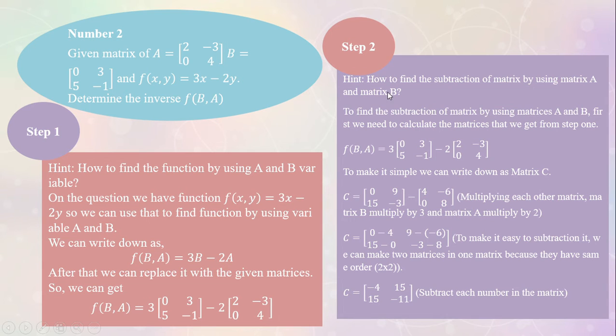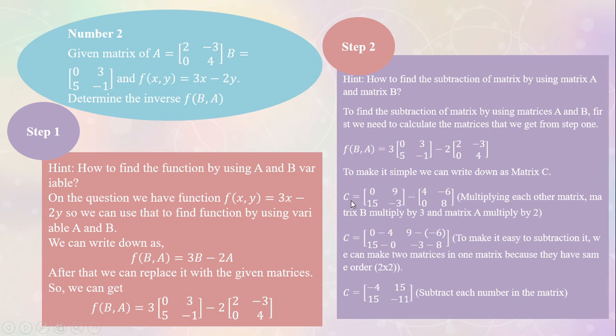Step 2. How to find the subtraction of matrix by using matrix A and matrix B. To find the subtraction of matrix by using matrices A and B, first we need to calculate the matrices that we get from step 1. Okay, these matrices we get from step 1. To make it simple, we can write it down as matrix C. So I replace this with C.